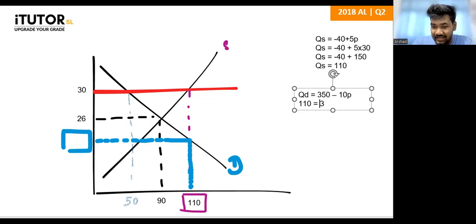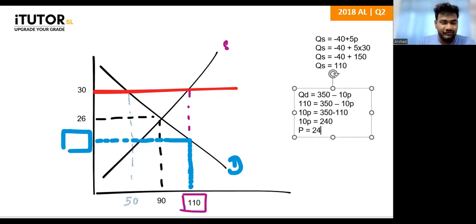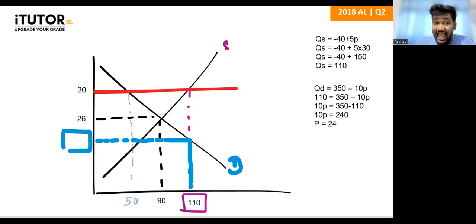So 350 minus 10p. I'll take the 10p to this side. 10p equals 350 minus 110. Then 10p equals 240. P equals 24. So the farmer goes to the market and finds out at the price of 24, right? If you charge 24 rupees, then the consumers will buy 110 units.